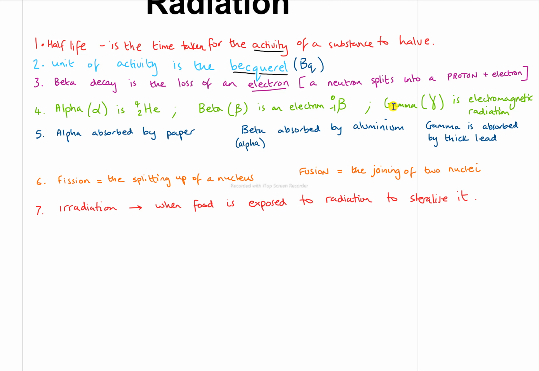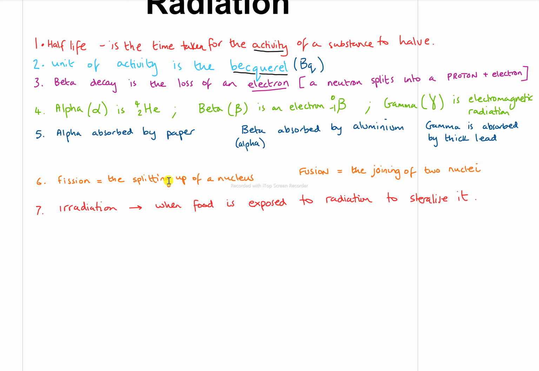Gamma radiation is an electromagnetic radiation. Alpha particles are absorbed or stopped by paper. Beta particles are absorbed by aluminium sheets, and gamma rays are absorbed by a thick sheet of lead. So if you put lead there, nothing should get through. If you put aluminium there, gamma should get through, alpha should be stopped along with beta, and if you put paper there, only alpha will be stopped.